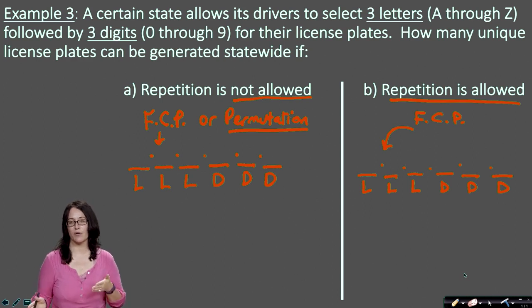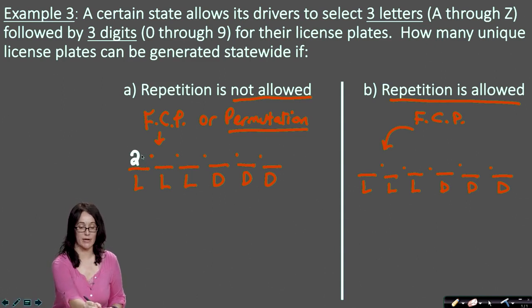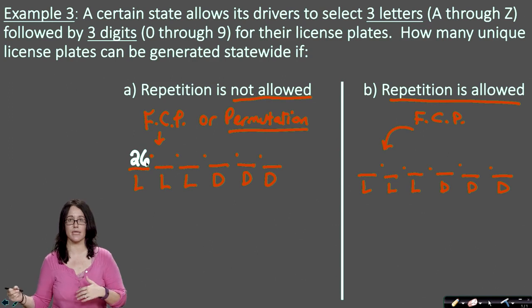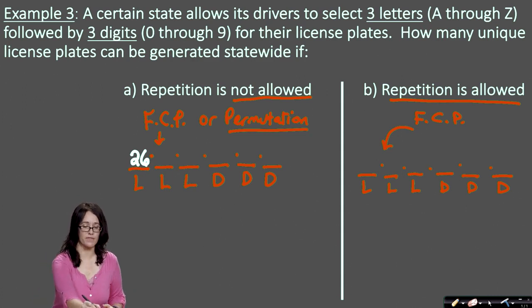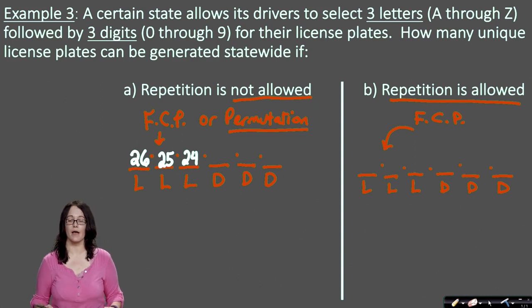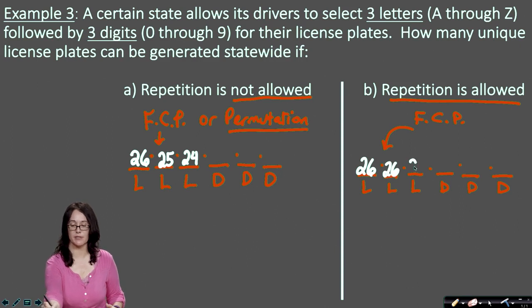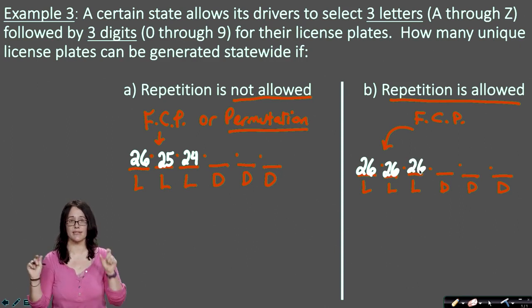In the first case, if you're saying that repetition is not on the table, it's not allowed, that would mean that after you pick your first letter, and we had 26 possibilities for each letter, A through Z, how many choices would be left for your next letter once you've already picked one, assuming you're not allowed to repeat it? That's right, only 25. And then 24 for the third letter. Okay? On the other hand, if repetition was allowed, then for the first letter you have 26 options, but you still have the same 26 options each of the 3 times, don't you?